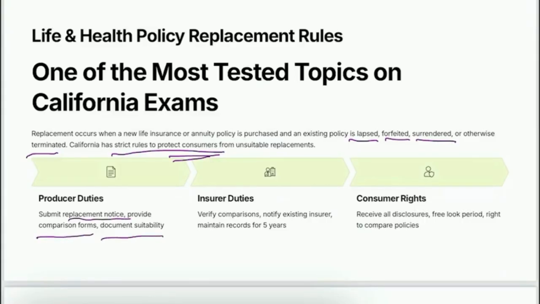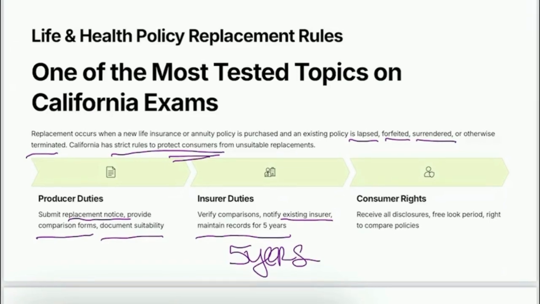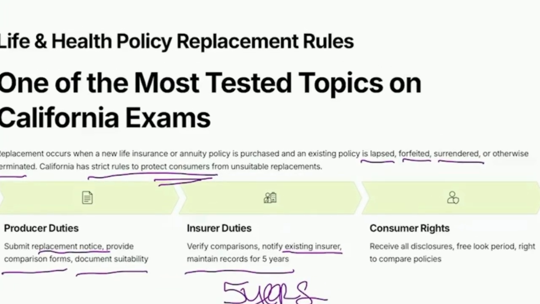You must verify comparisons, notify the existing insurer, and maintain records for 5 years. So if you do any type of policy replacement, whether their policy is lapsing, forfeited, surrendered, or terminated in any way, shape, or form, and they're getting a new policy with you, it's considered replacement. You must notify the existing insurer, submit that replacement notice, keep your records on file for at least 5 years, because the insurance commissioner can come in at any time and investigate those. You need to have those on hand.